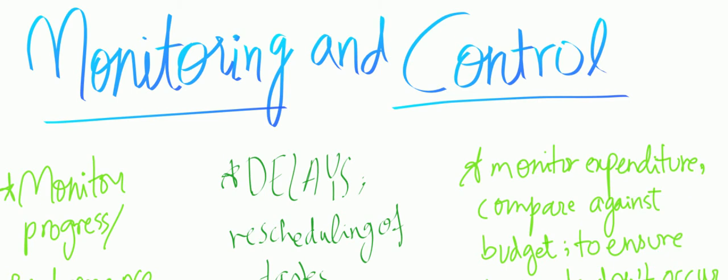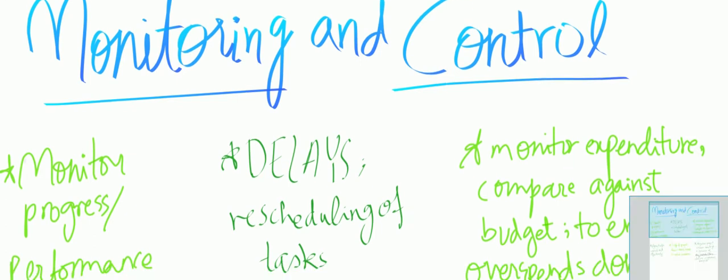Okay, so we've seen that the first stage of project management is conception and initiation, followed by planning and design, which is then followed by development and execution. So now we're going to see the fourth stage, which is monitoring and control.